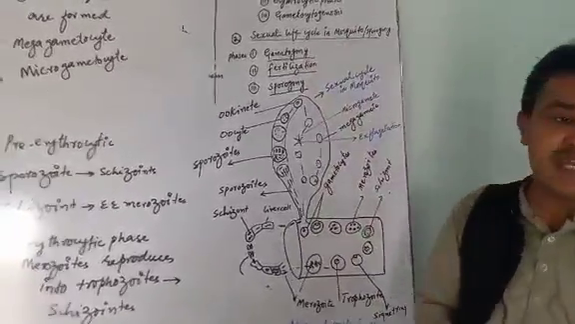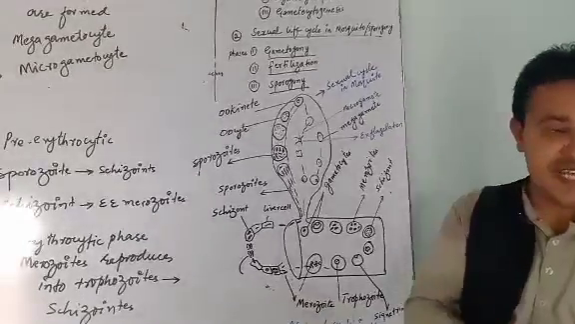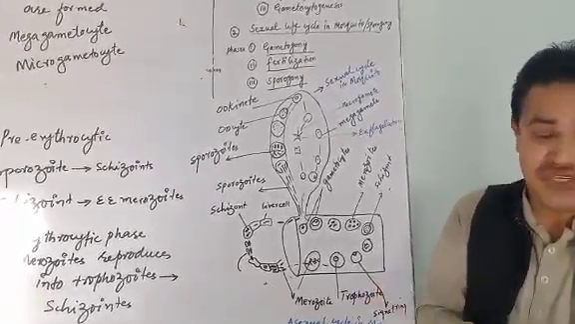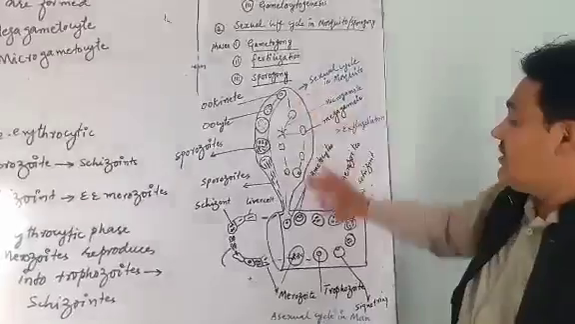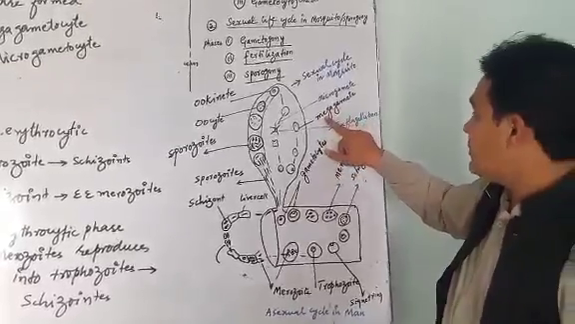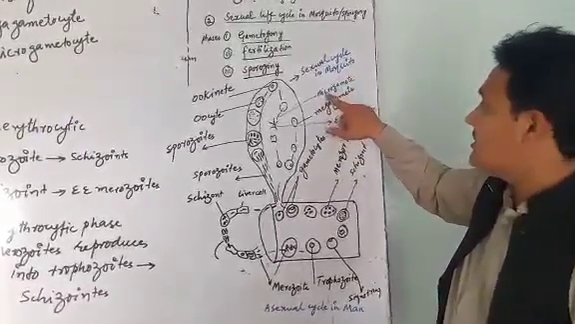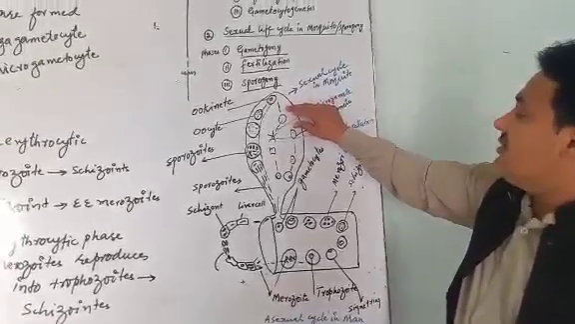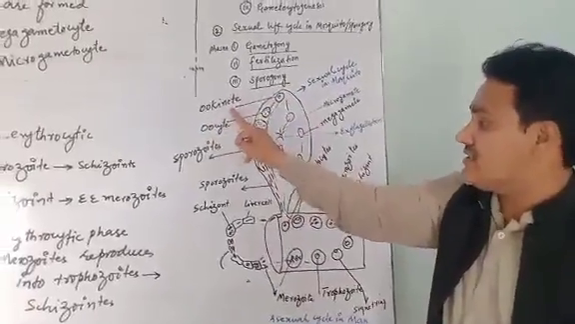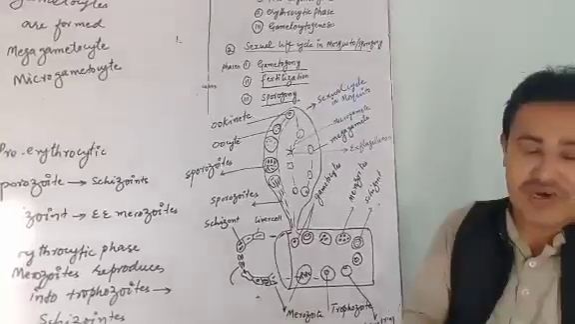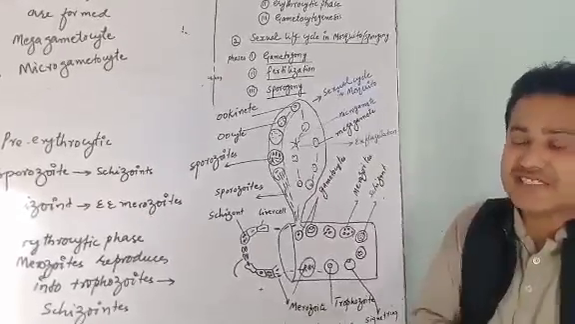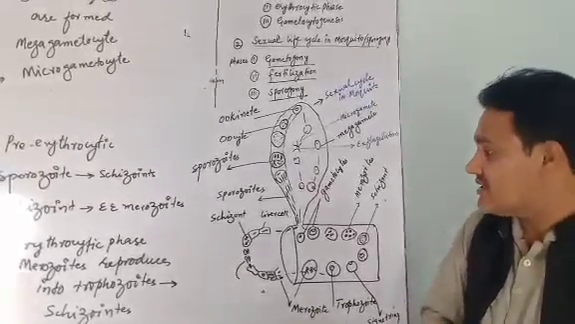What happens in the sexual life cycle in the mosquito? Sexual life cycle is a type of reproduction in which two gametes fuse together. When gametocytes, it means megagametocytes and microgametocytes, fuse together, they form a zygote. That zygote is called ookinete. Then a cyst is formed around the ookinete. The cyst contains some cells. These cells are called sporozoites.